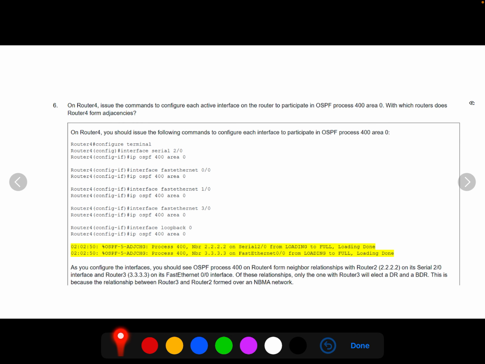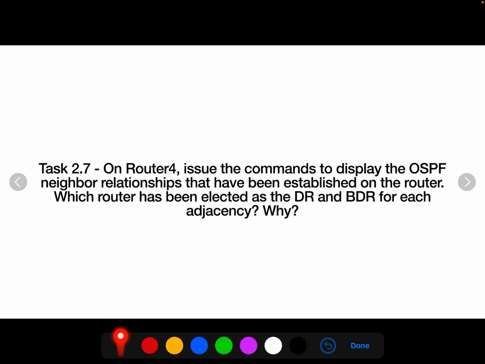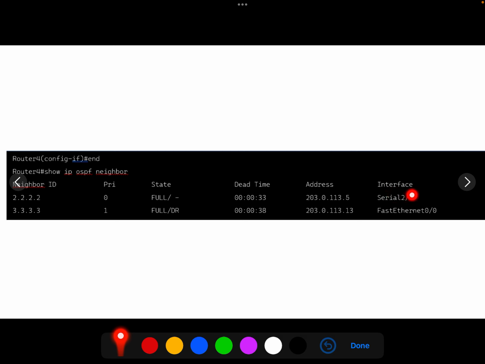So like it said here, only the relationship with router 3 will have a DR and a BDR. Okay, because the relationship between, sorry, I think this is wrong here in the actual answer. Router 4 and router 2 formed over an NBMA network. So I think that's an issue, a human error there when this lab was created, in those lab notes. So that's router 4 and router 2. Apologies there. Router 4 and router 2 formed over an NBMA network. So there we were, serial interface. There's no DR, no BDR. But here we do have a designated router.